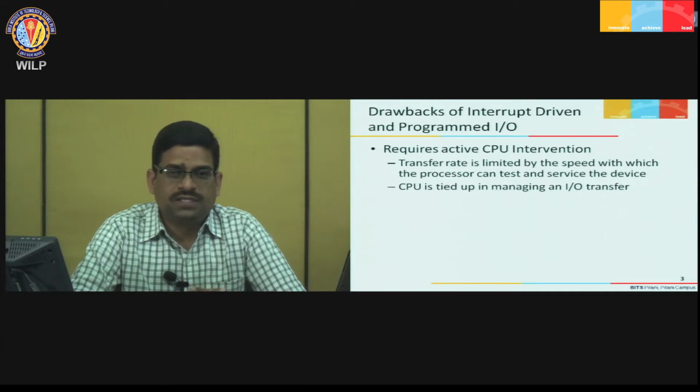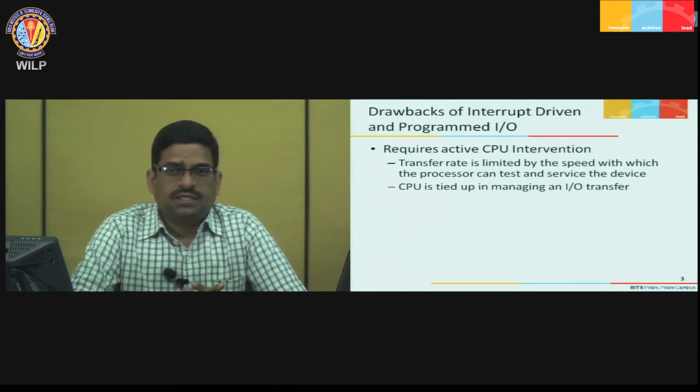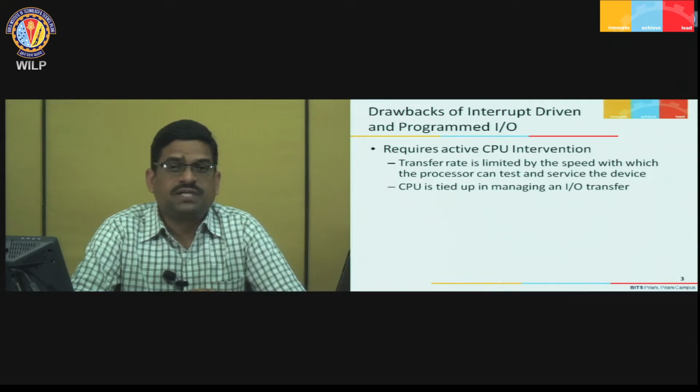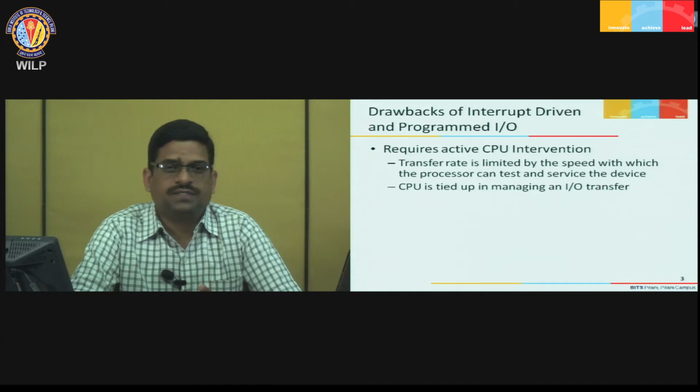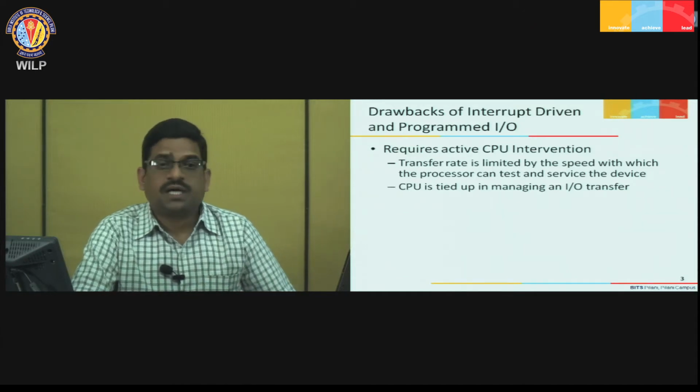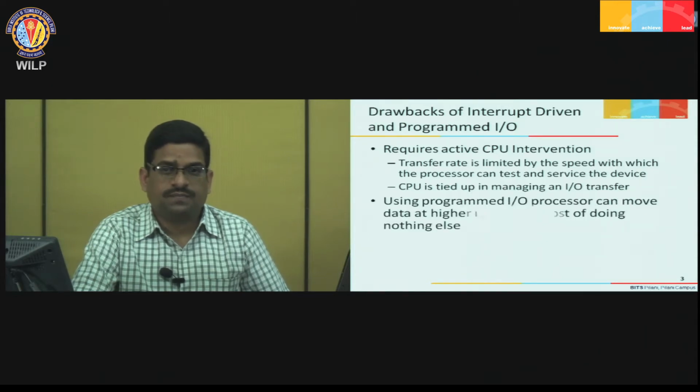Due to this, the transfer rate is limited by the speed with which the processor can test and service the device, and the processor is tied up in managing an IO transfer. So these are the two points which come up as the drawbacks of both techniques.